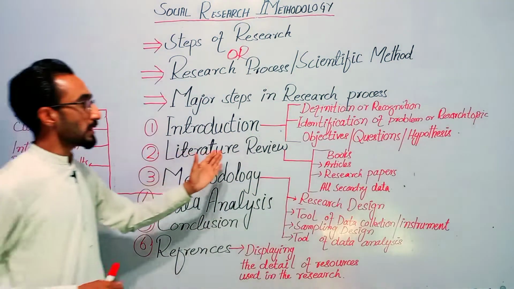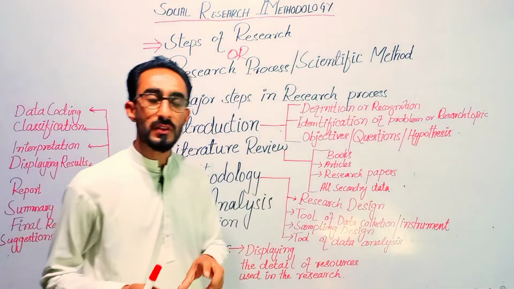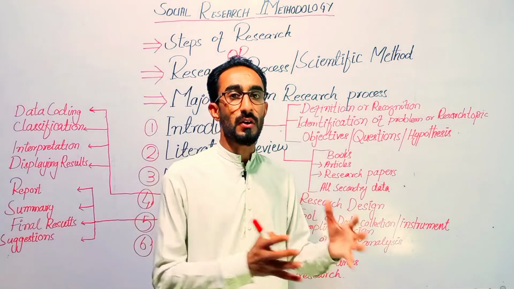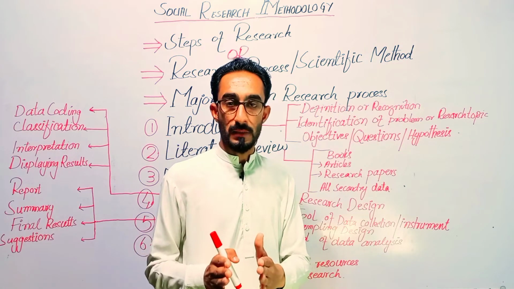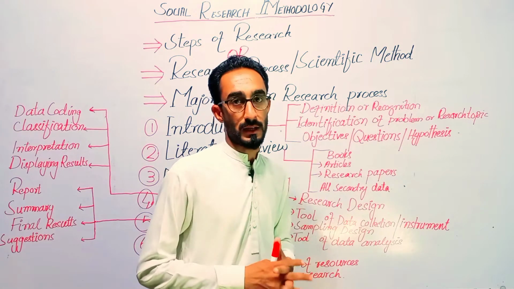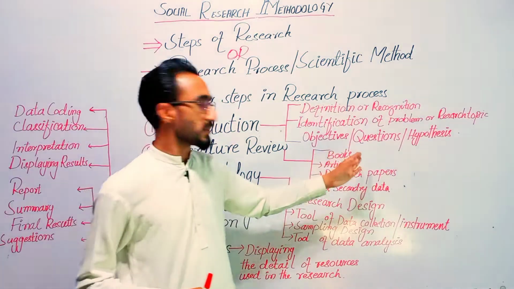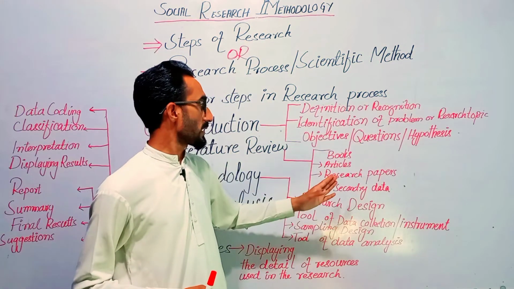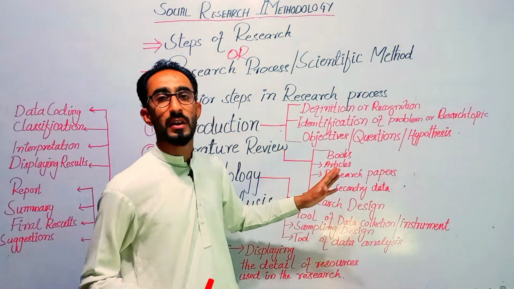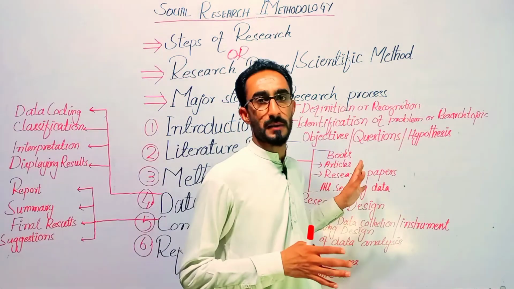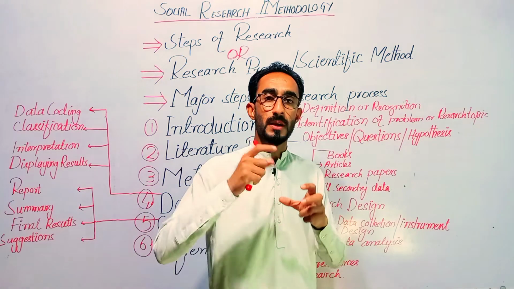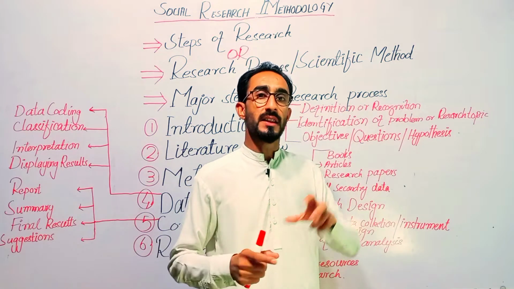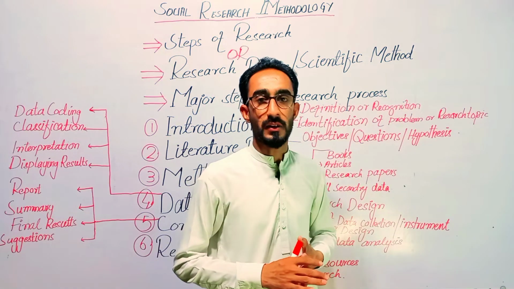The literature review is basically the search of existing resources in an acceptable, scientific manner, as we search in books, articles, research papers, all secondary data. We search for information related to our topic or problem and then cite it in the literature review.